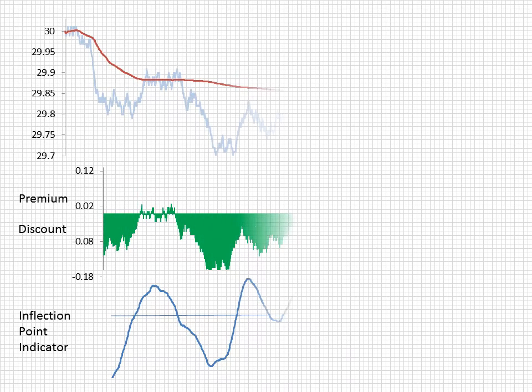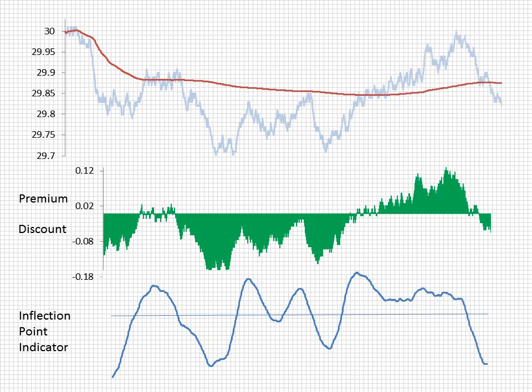Here are the 5 steps to beat the VWAP. This is the dashboard for the alpha VWAP. In the top chart, we see the market price and the VWAP. The middle chart is the discount or premium model that simply measures the difference between the market price and the VWAP. The bottom chart is the inflection point indicator.